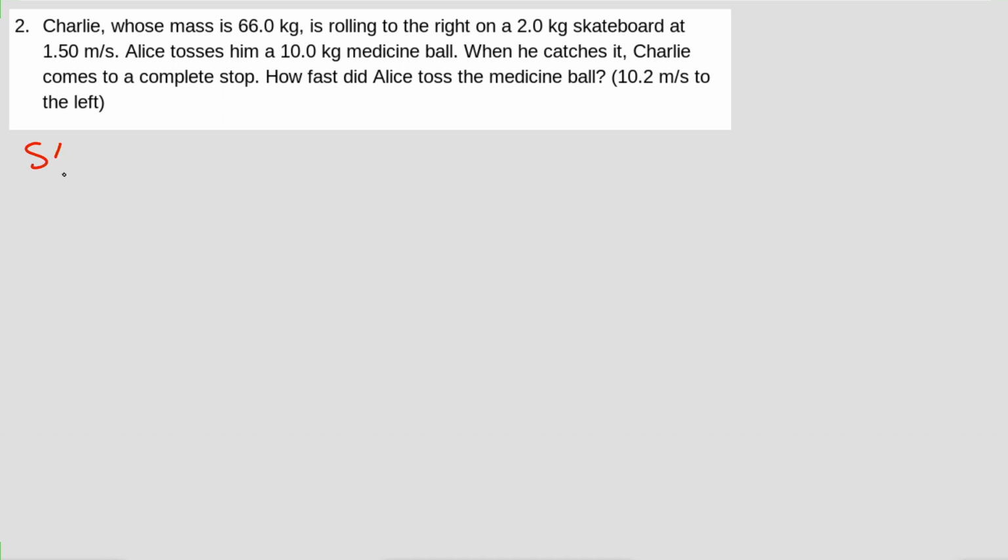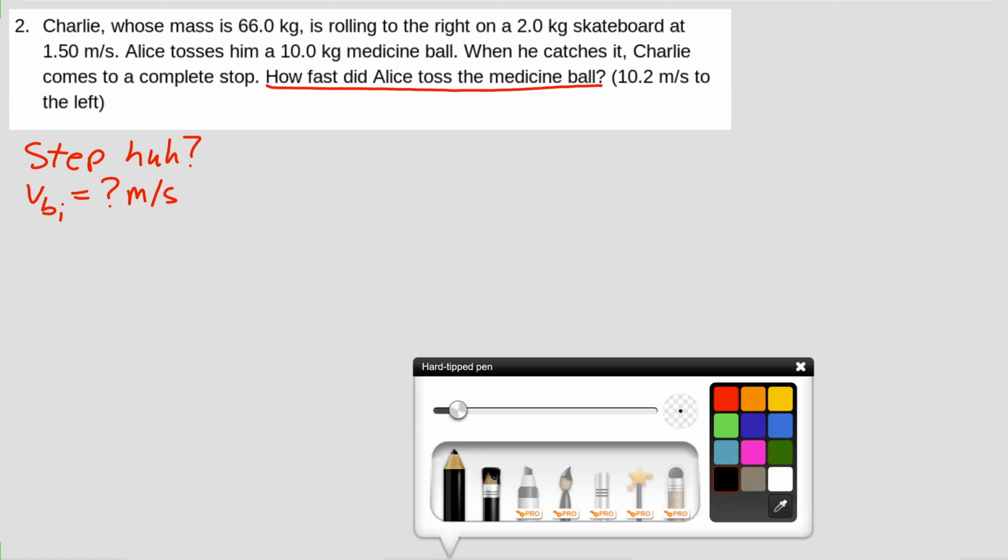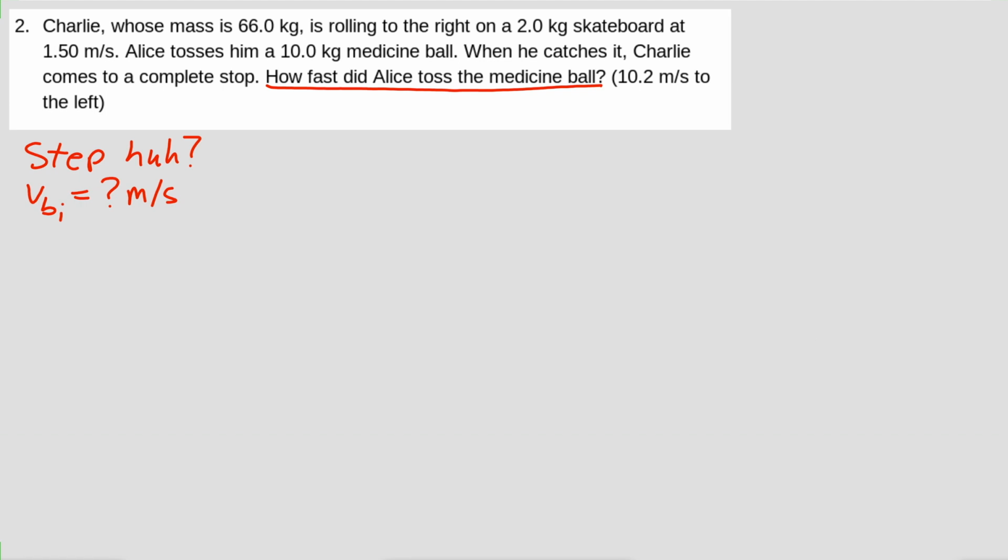So just like usual, we start off with step 0. What are we looking for, and what units do we expect it to have? How fast did Alice toss the medicine ball? So what we want is the velocity of the ball, and this is actually going to be the initial velocity of the ball, the velocity at the beginning of our situation here. So this is equal to question mark. What units does velocity have? Meters per second.